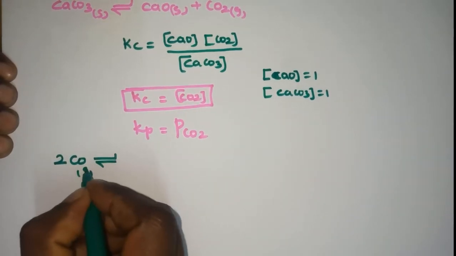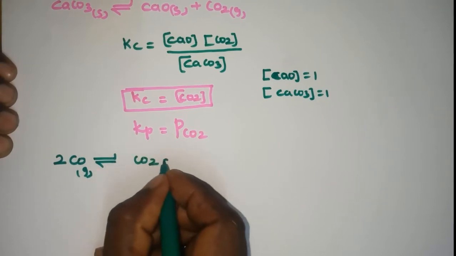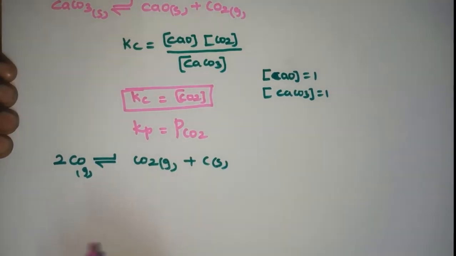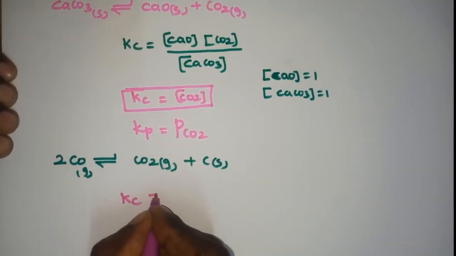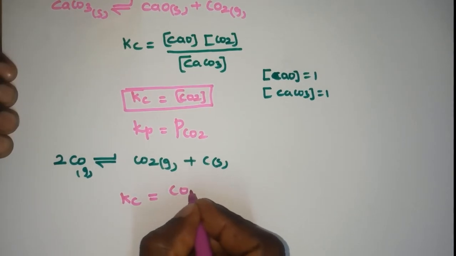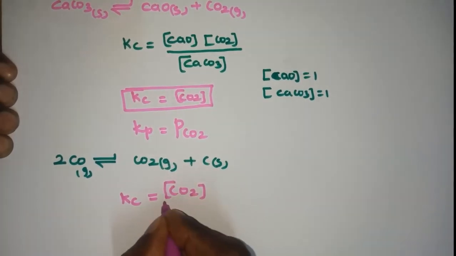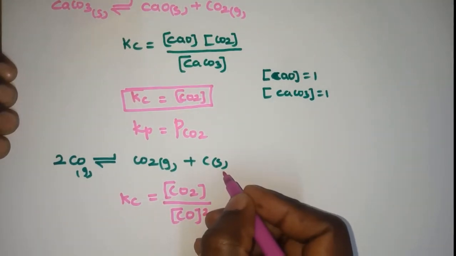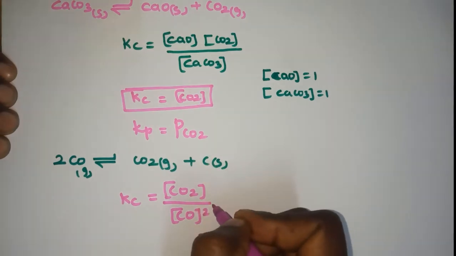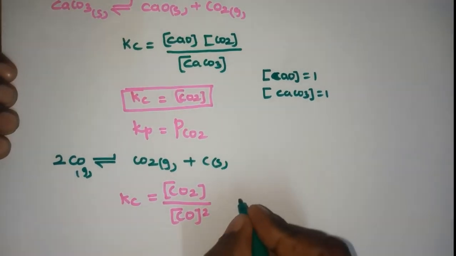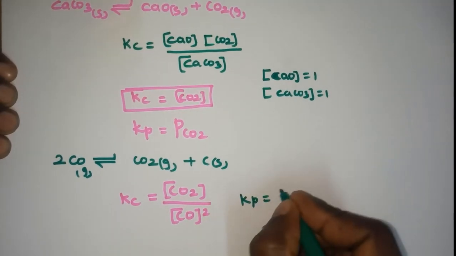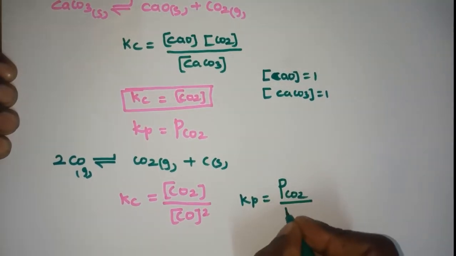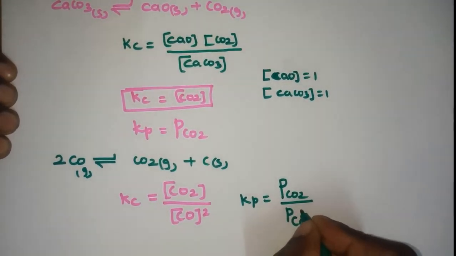Next example, 2 carbon monoxide reacts to form carbon dioxide and carbon in solid state. Kc for this equation is written as active masses of the product divided by the active masses of the reactant. Active masses of pure solid is always constant, so carbon is not written in this equation. Similarly, Kp equal to partial pressure of carbon dioxide divided by partial pressure of carbon monoxide power 2.